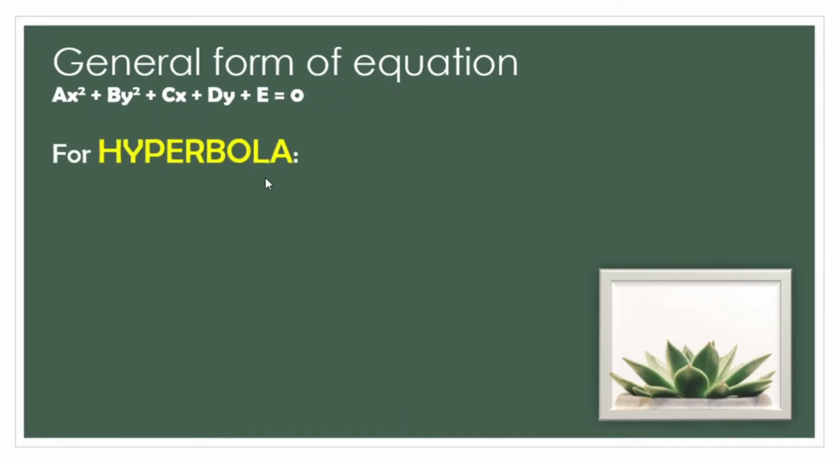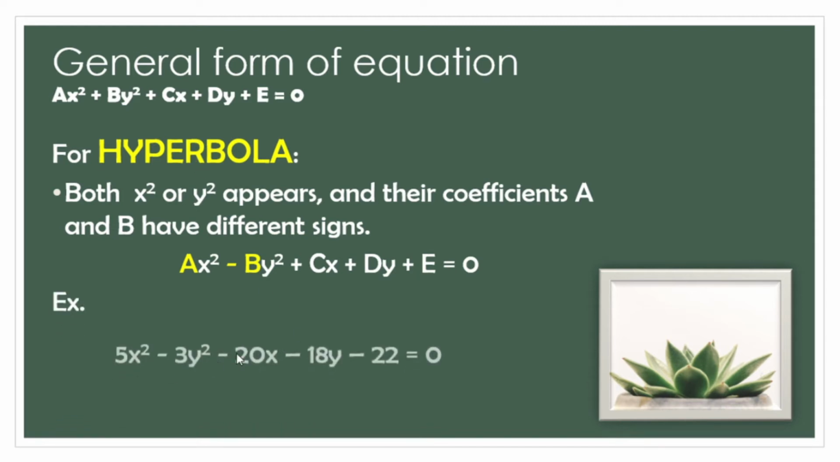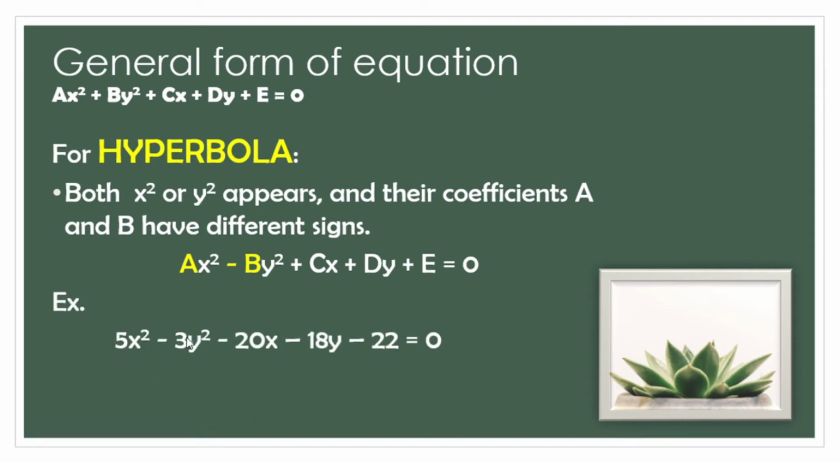Sa hyperbola, pareho ulit na nakikita si x squared at saka si y squared. Yun nga lang, magkaiba ng sign yung coefficient nila. So, here's in symbols, magkaiba sila ng sign. The x squared and the y squared. Yun lang titingnan nyo, magkaiba sila ng sign. Hyperbola na siya agad. Example, this one, you have positive 5 and negative 3. Hyperbola na agad yan kasi magkaiba sila ng sign. Here's another example. Negative 4x squared and positive 1y squared. So, magkaiba sila ng sign. So, hyperbola sila. Okay?